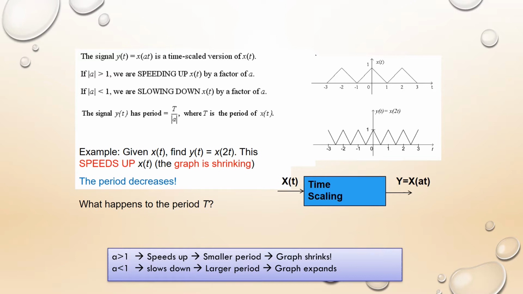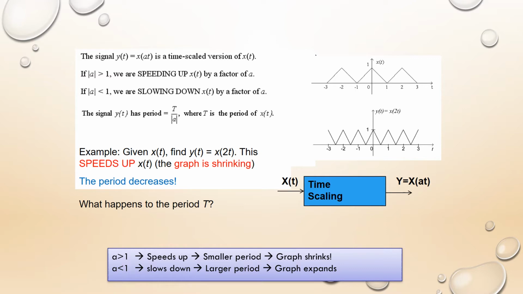compressed, and whenever we make a less than 1, that is 1 upon a number, maybe 1 half, 1 by 4 or whatever, at that time the signal will get expanded. So it is exactly a reverse thing. When a is greater than 1, we are multiplying t by the factor a. If we plot graphically, the signal is going to become faster.